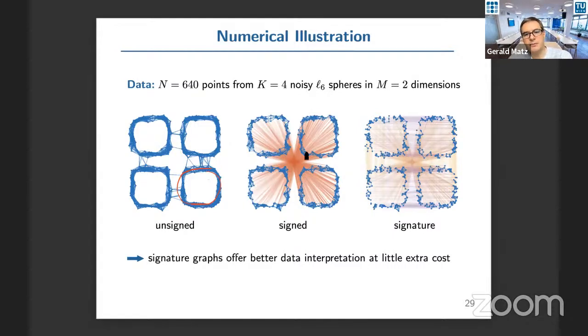The signed graph also learns that the opposite behaviors indicated by the red edges. And with the signature graph in 2 dimensions, we also are able to identify horizontal and vertical similarities. So pretty much what I was explaining in the motivating example at the very beginning. So we get a much more insightful data representation than with the other types of graphs.